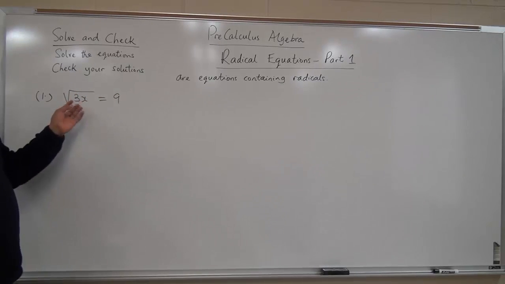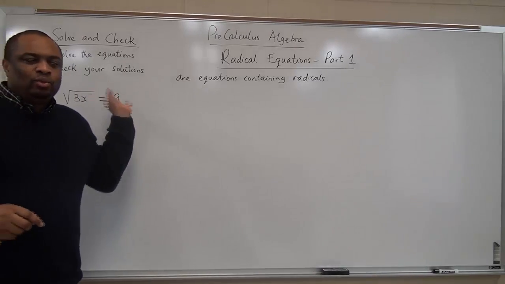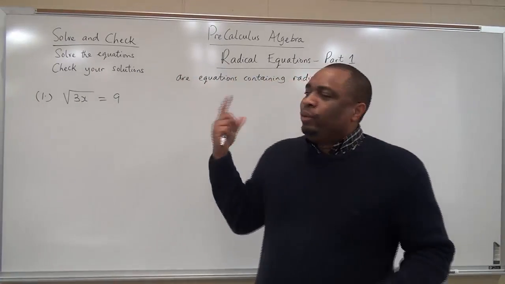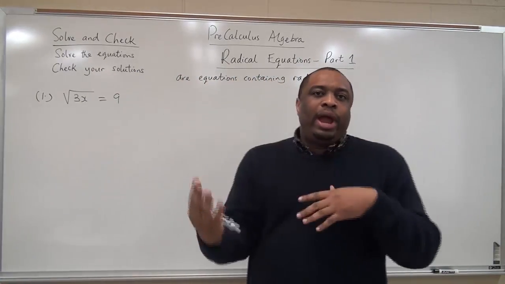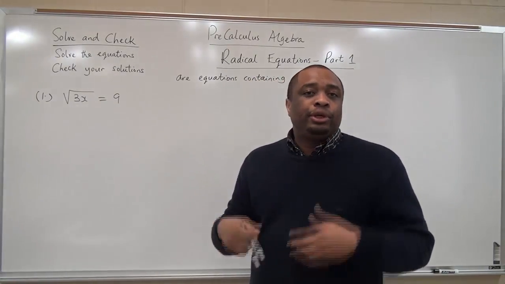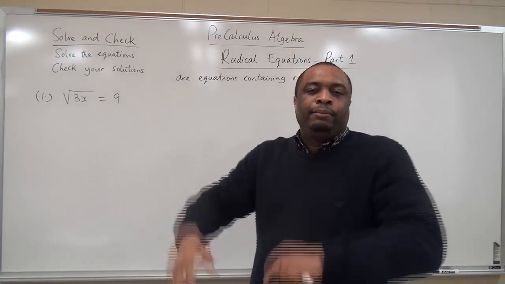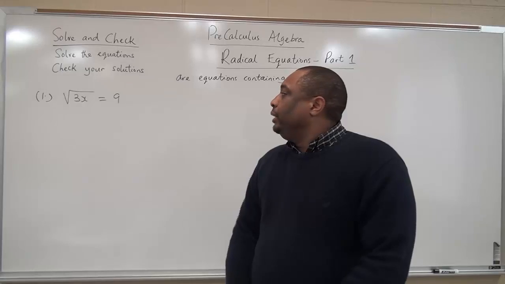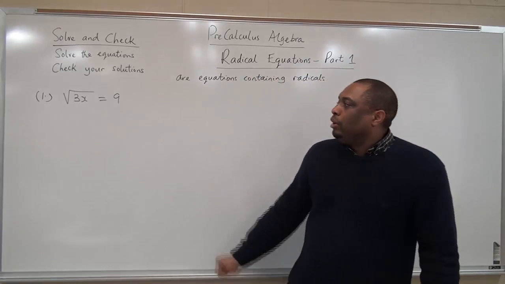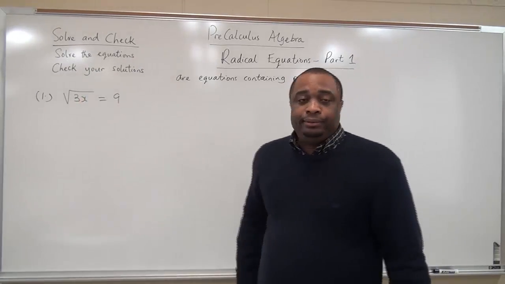The square root is the radical sign. Now this is the radical. How do we remove it? We square it. If it is a square root, you square it. If it is a cube root, you cube it. If it is a fourth root, you raise it to the fourth power. If it is a fifth root, you raise it to the exponent 5. So we need to square it so that we can remove the radical.